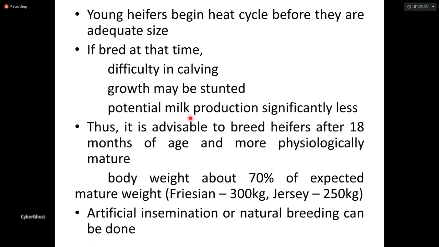So, in some cases, farmers wait, as we did for the weaning process, for a particular body weight. For an example, just imagine a Friesian cow or heifer. At mature age, the mature body weight is maybe about 1,000 kilograms. So then the farmer calculates the body weight, which is about 70% of their mature body weight. And once they reach that particular body weight, they do the breeding process.